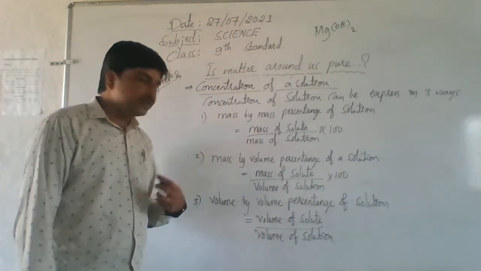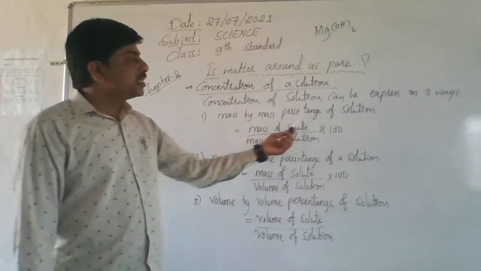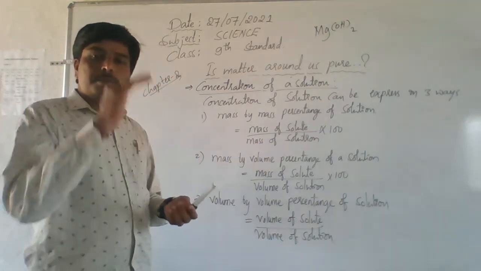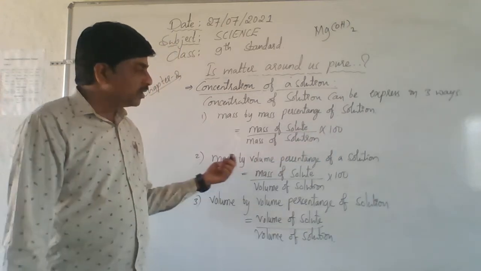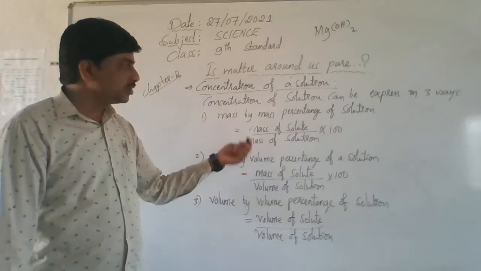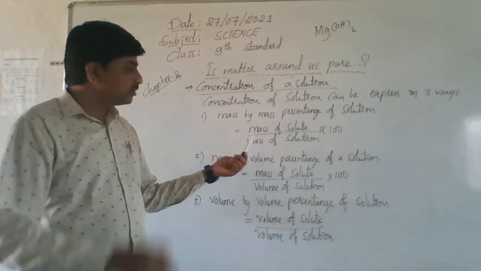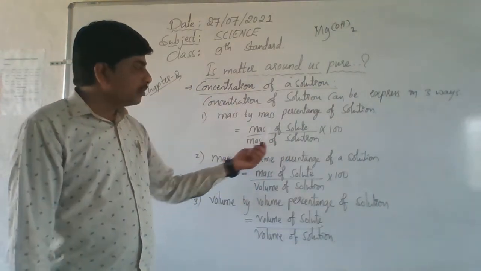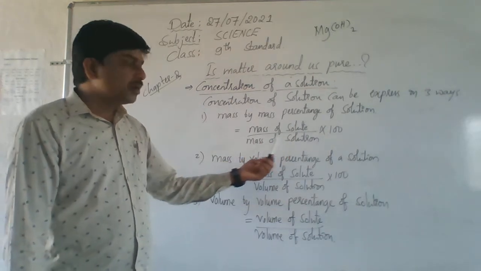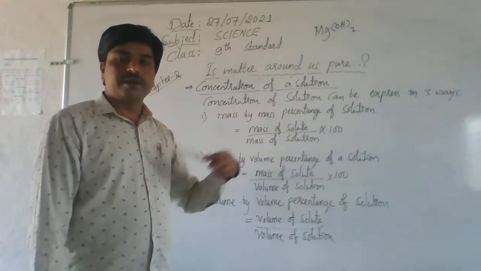The first method is the mass by mass percentage of solution. How, sir? Here the formula to calculate the concentration of solution is: mass of solute divided by mass of solution, into 100.